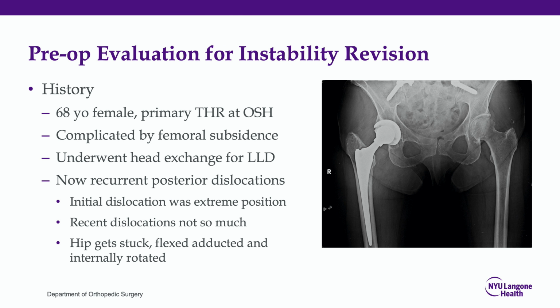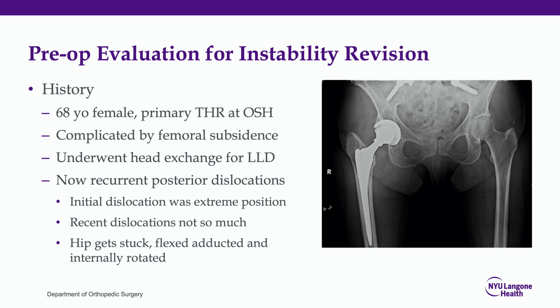So here's just an example of a patient who we were evaluating for an instability revision. She had a total hip done in an outside hospital. It was complicated by femoral subsidence. She ended up going back for head exchange because the leg was short after the femur subsided. And now she's a recurrent posterior dislocator. It should be noted that in the interim she's had a few different spine operations.